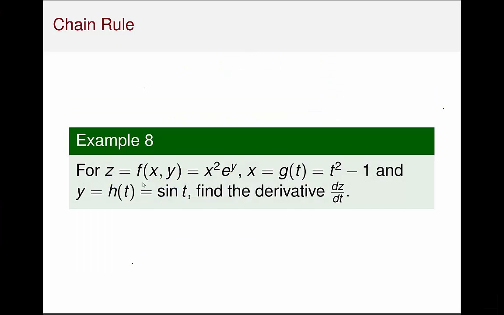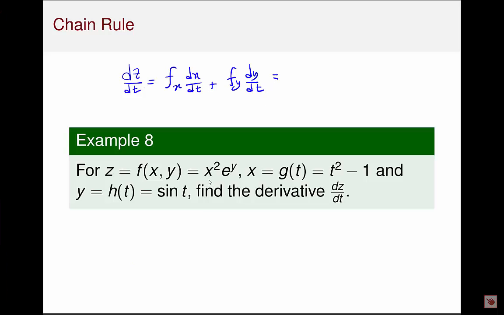Okay, here's one example of a two-variable function f given by x squared times e to the y, where both x and y are single variable functions of t. In particular, x equals t squared minus 1 and y equals sine t. So we want to find dz/dt, which according to the chain rule is equal to f sub x times dx/dt plus f sub y times dy/dt.